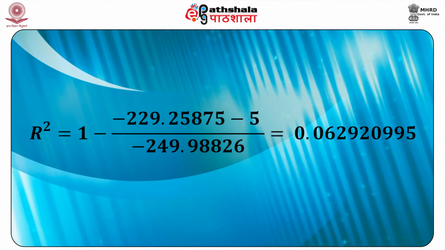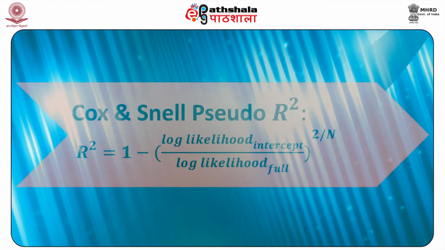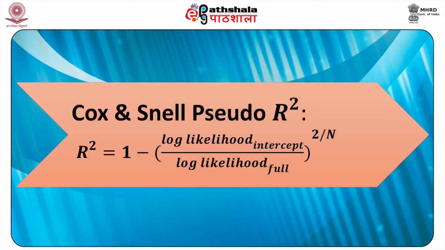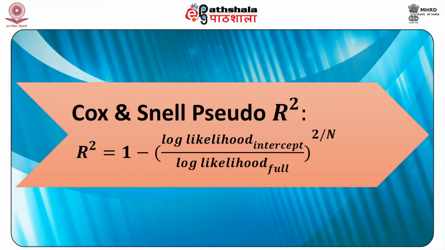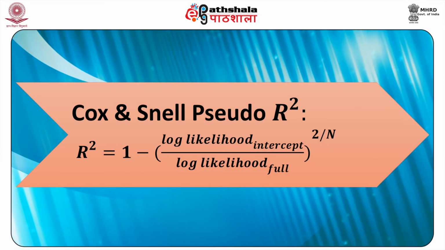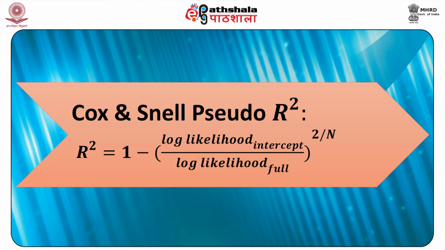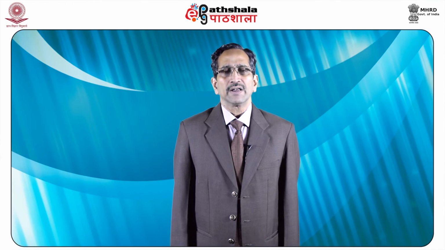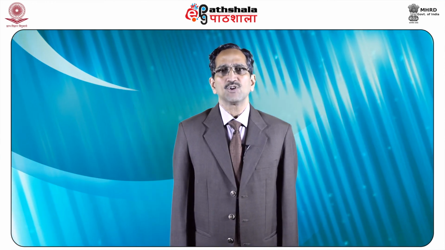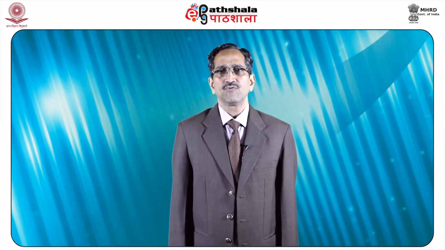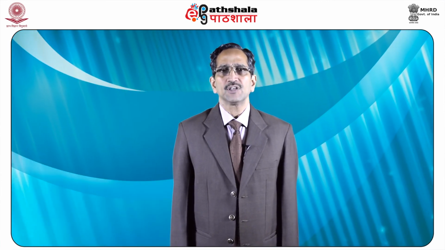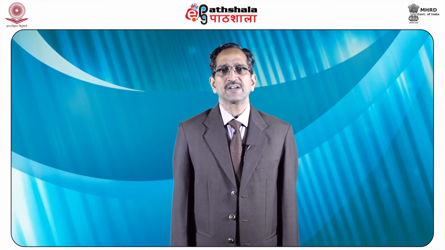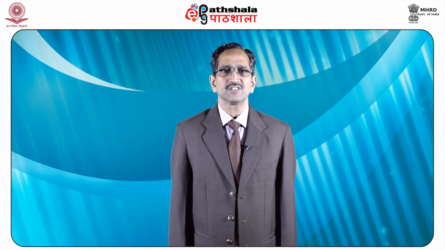0.0629209995. Now similar to this, we also have Cox and Snell's pseudo R square, which is defined as R square is equal to 1 minus the ratio of log likelihood of intercept upon log likelihood full, raised to the power 2 divided by n. Now this ratio of log likelihood of intercept upon log likelihood full depicts the improvement of the full model with predictor variables in comparison to the model with intercept only. So the lower the ratio, the greater is the improvement.